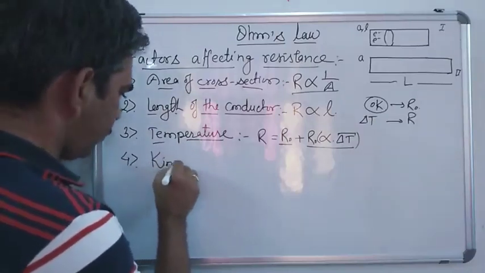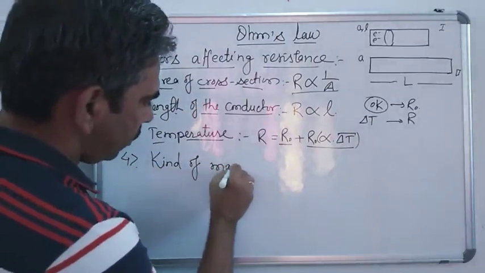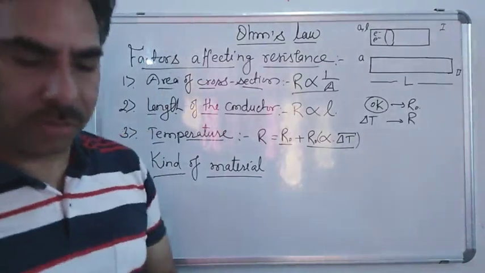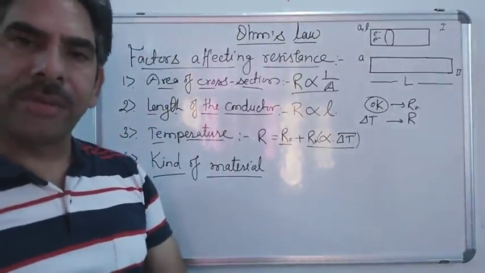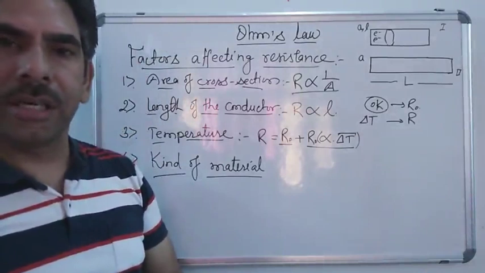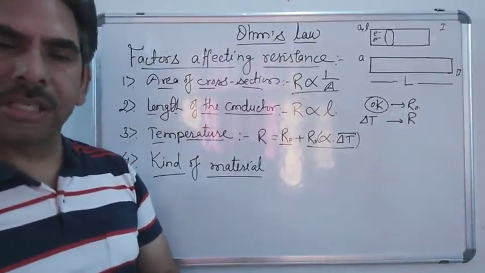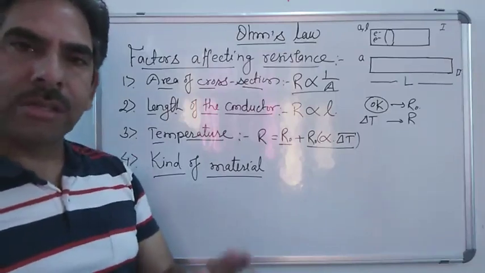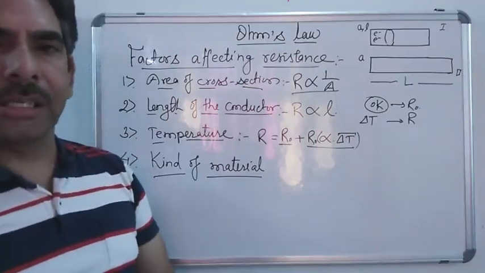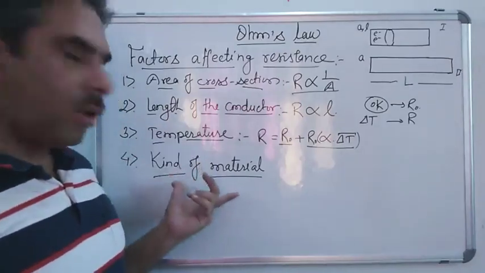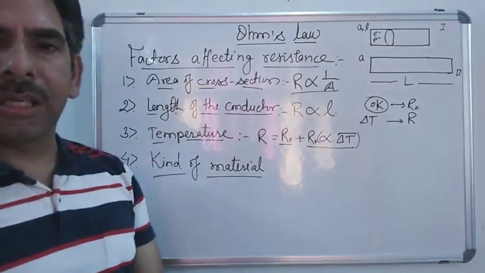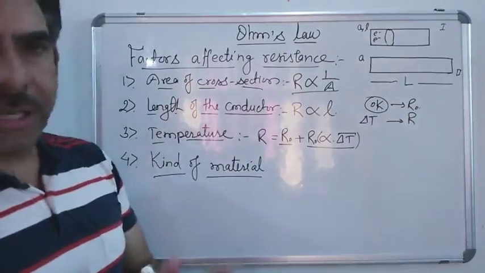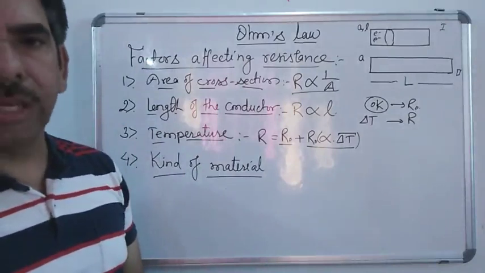And the fourth factor is the kind of material of which the conductor is made. Different materials have different resistances, as we have discussed earlier. Copper has a different resistance, silver has a different one, aluminum has a different one, and in all such manners all kinds of materials have different resistances. So resistance also depends upon what kind of material we are using to make a conductor or a wire. So that's all about the factors which affect the resistance of any conductor.